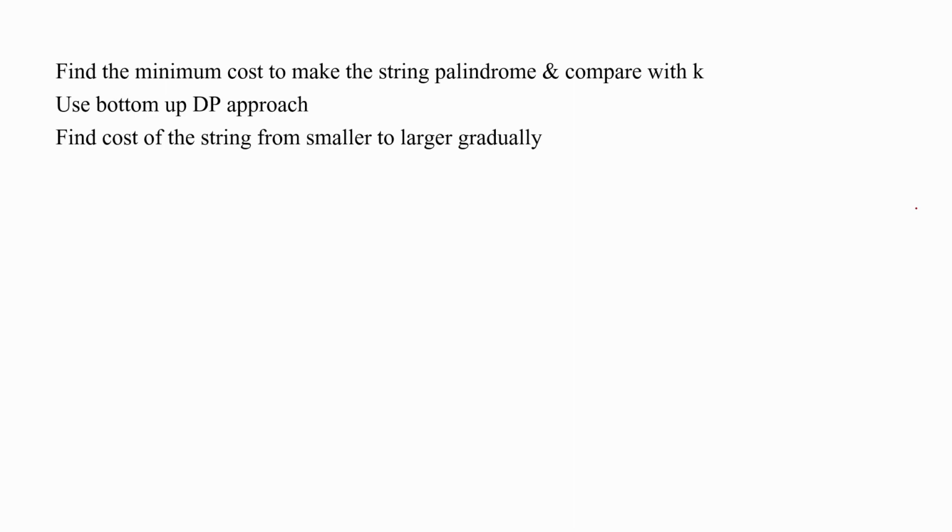So in order to use this approach, we need 2 things. We need the base case and we need the recurrence relation. And we got our base case, that is when the number of characters in a string is only 1, it is by default itself a palindrome. So our cost in that case will be 0. Now let's find out the recurrence relation.